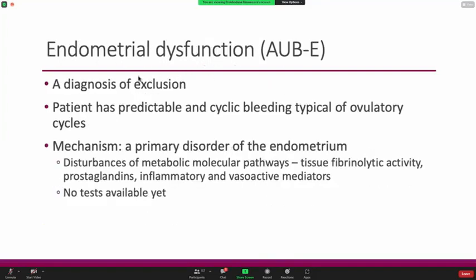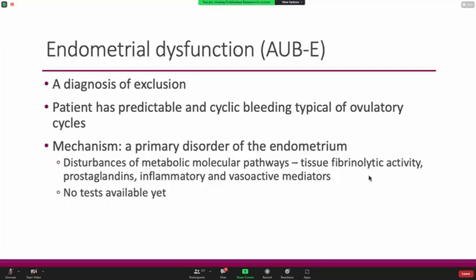Endometrial dysfunction is actually a diagnosis of exclusion, when we try to find all the other causes, structural and coagulopathies, and everything is not there. We say, okay, it may be endometrial dysfunction. The history will tell us a little bit about that. That is, the patient has predictable and cyclical bleeding typical of ovulatory cycles. So every month, day 1 or day 2, they start bleeding. Every month it happens, right? But we can't find a cause, and so we don't know exactly.